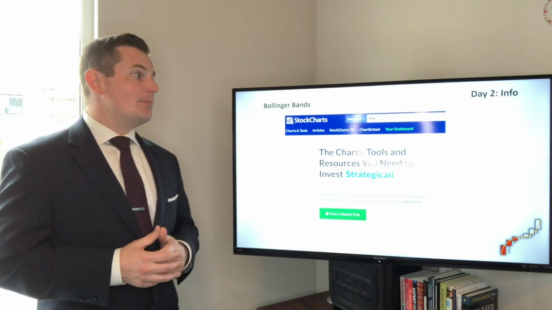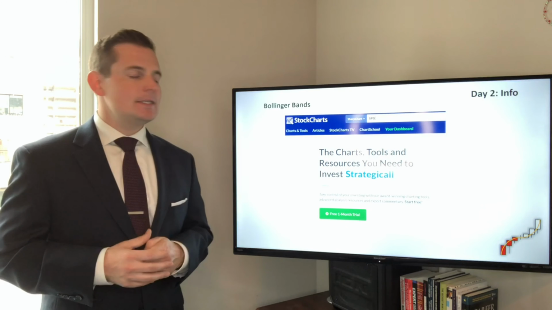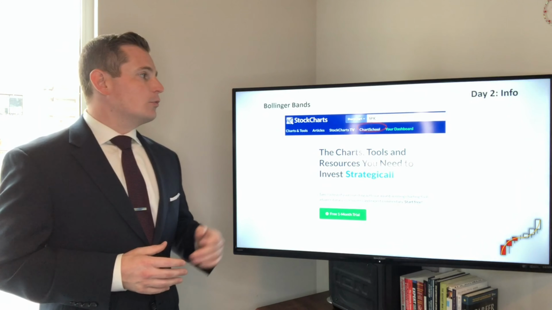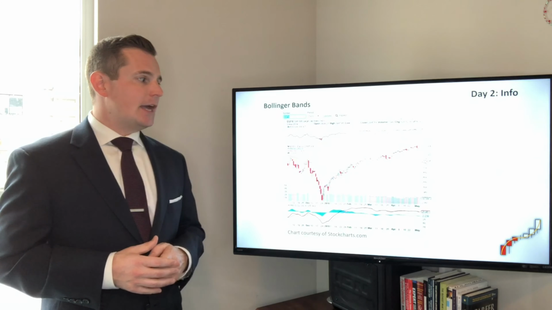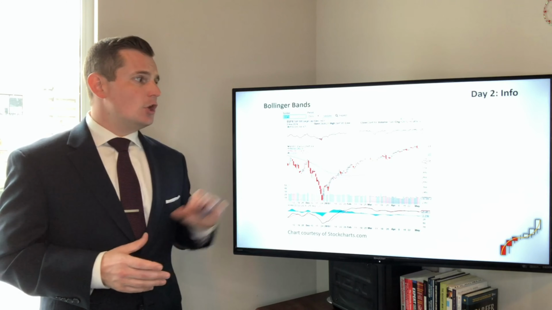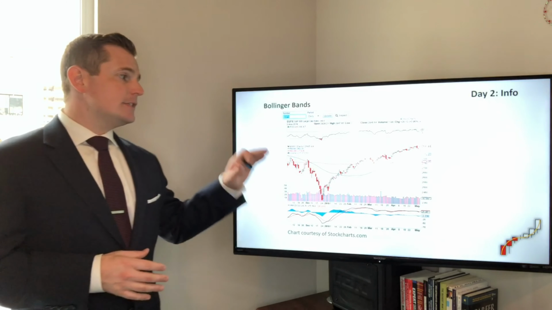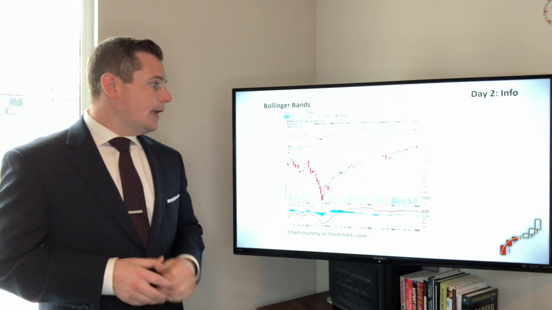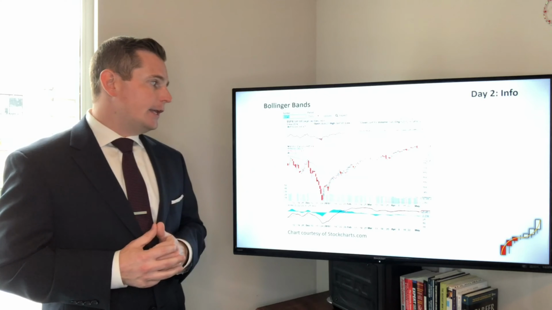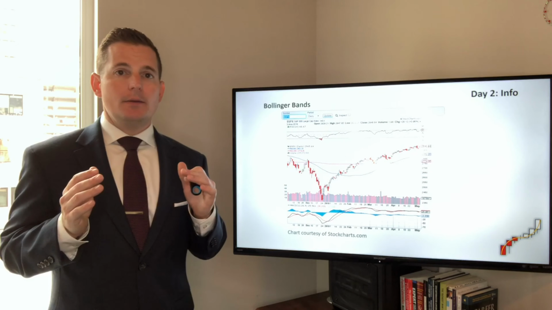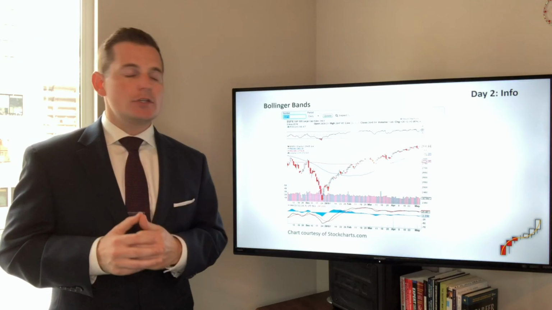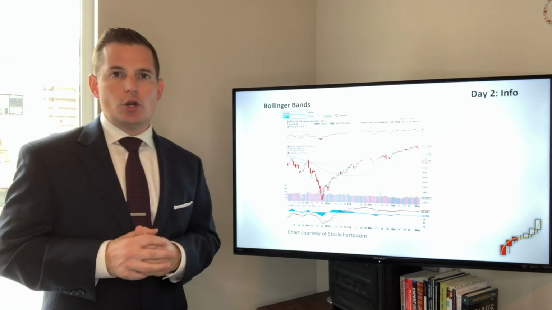So the first is the Bollinger Bands. To see these, we're going to go to stockcharts.com and type in SPX to pull up the S&P 500. You can see on this chart there's no Bollinger Bands on here, but you can see the blue line and the red line. If you look up here in the corner, you can see that the blue line is actually the 50-day moving average. It's the 50-day moving average because this is the daily chart, okay?